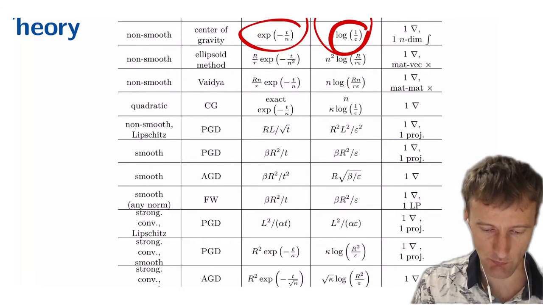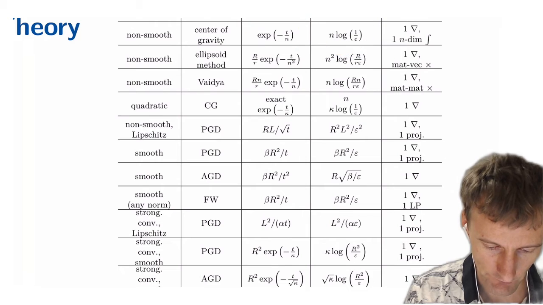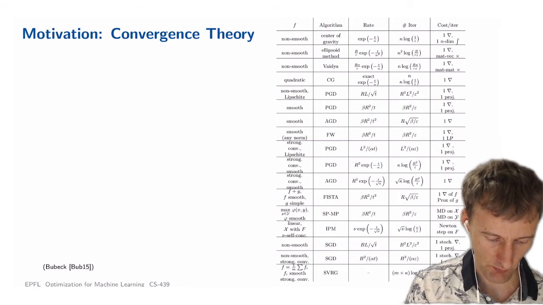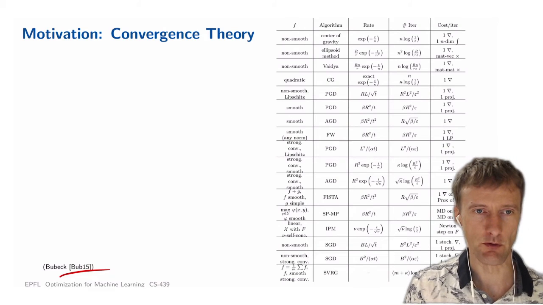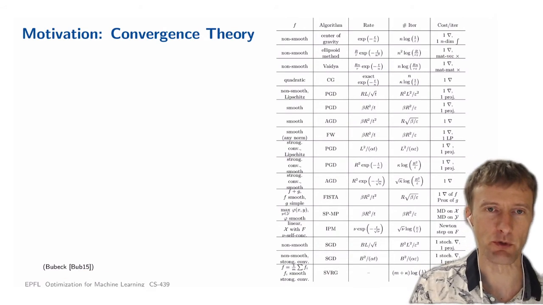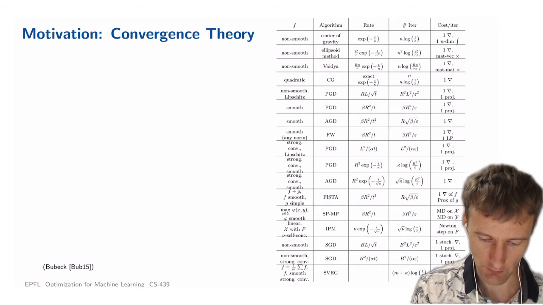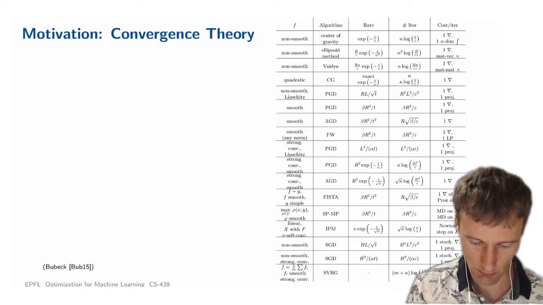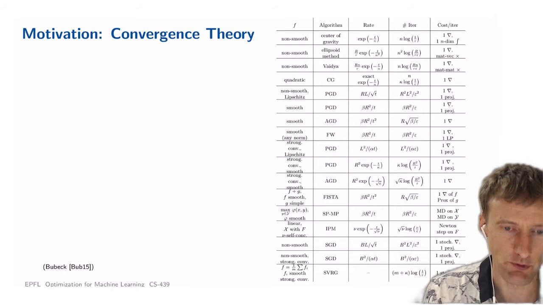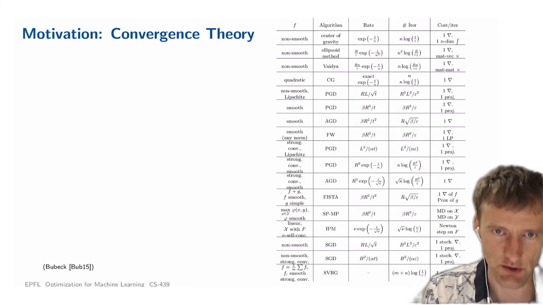So this is the type of results we talk about in this course, and it gives you a bit of a preview. If you want, there is a nice overview survey paper by Sebastian Bubeck I can recommend if you want to look up all these precise rates, and some of them we will discuss in the course. We will focus on the most important ones for machine learning applications.